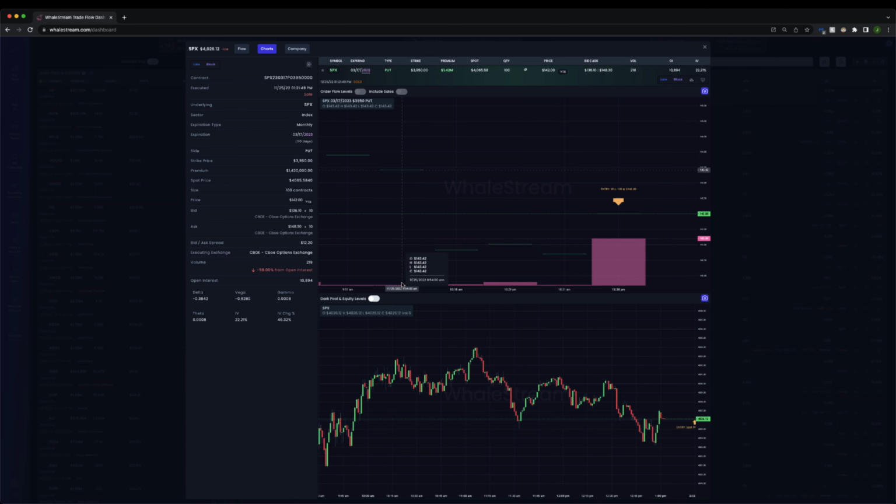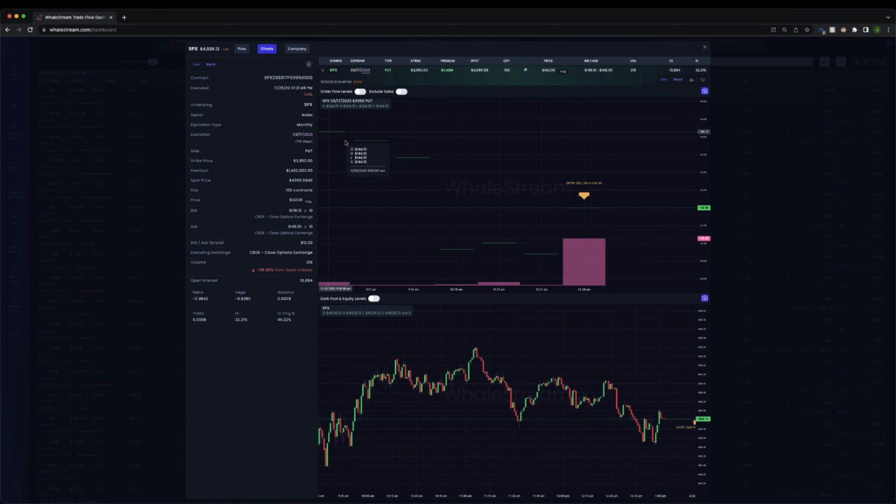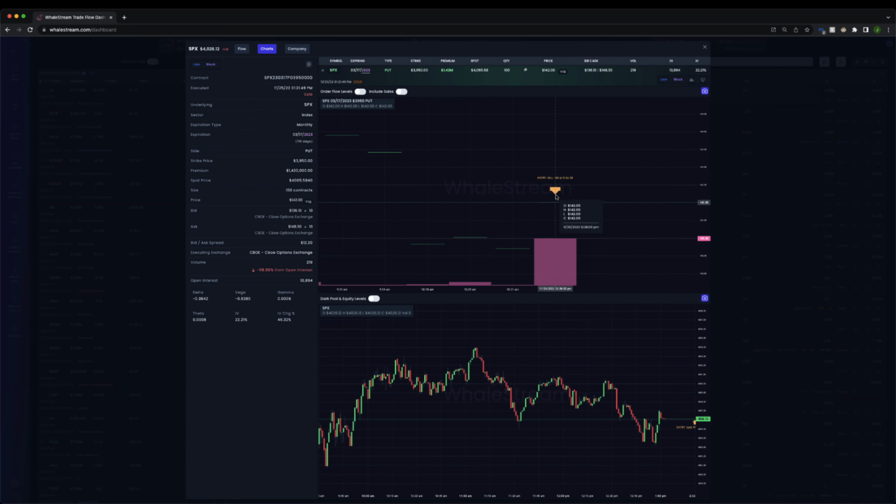And what this is, this top chart is actually the contract chart. So it shows the prices of these contracts. Obviously, these are expensive contracts because they're far dated on SPX, but it also will show you where the trade was executed. So this was a sell of 100 contracts at $142 per contract. And you can see that happened here.